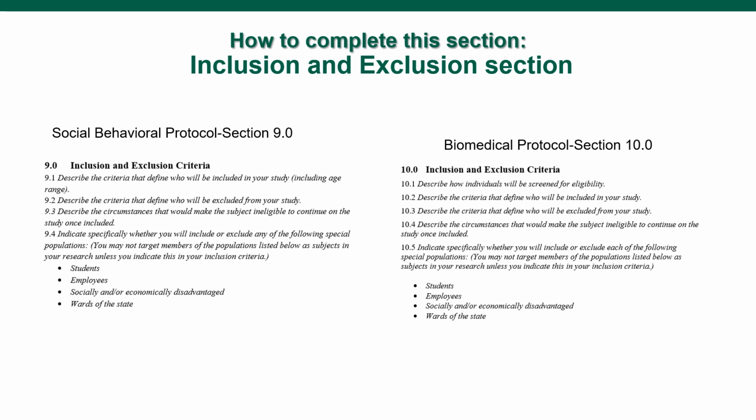So PIs get confused in this section because they're thinking, oh, it's just USF students or it's just USF employees. It is not. This is asking for students, period, employees, period. So if you are not actively recruiting students or employees or socially economically disadvantaged individuals or wards of the state, you can put NA here. If you are, we're asked that you give us that information, and it's going to pop up a little later on, and you'll see what I'm talking about.